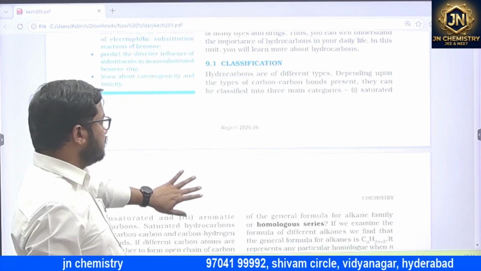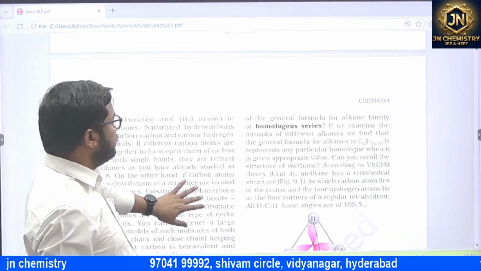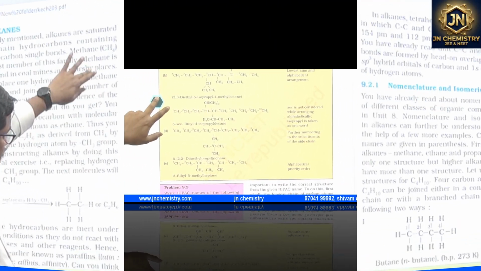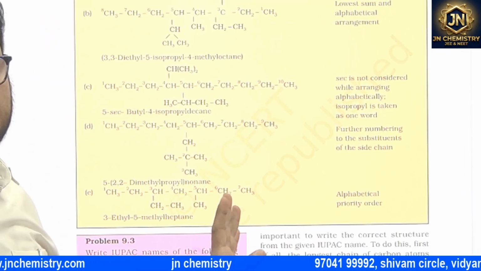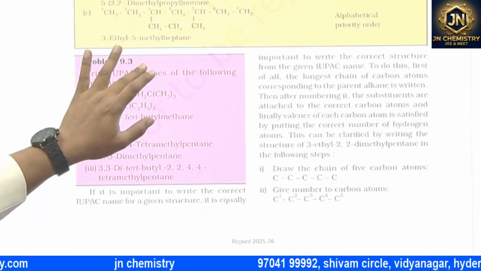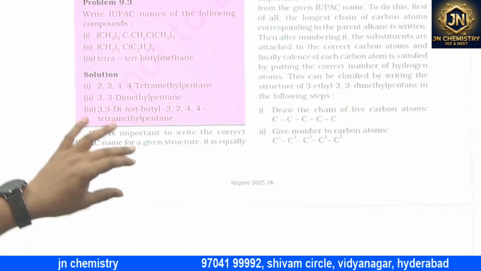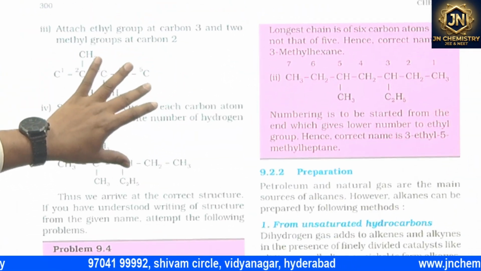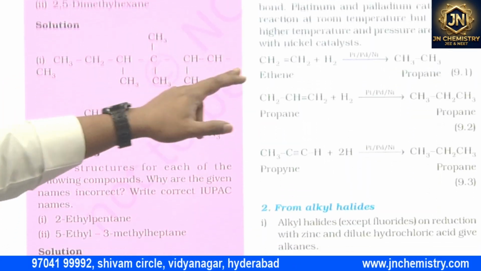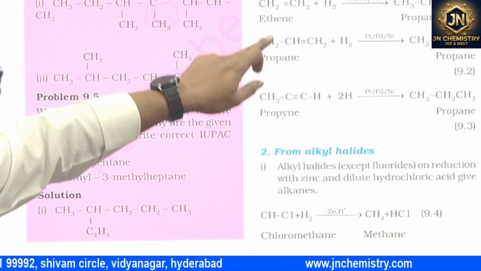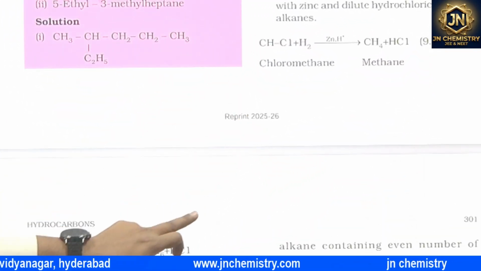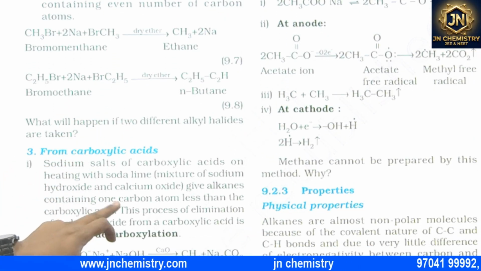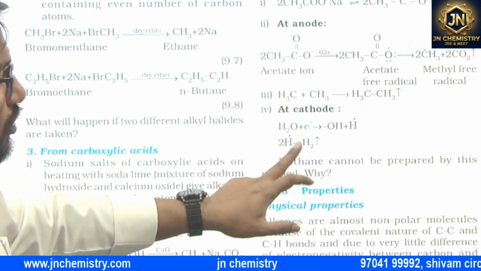So classification, homogeneous, heterogeneous, right? Alkanes, nomenclature part. Beautiful examples are there in the NCERT. Because if you go with other books, we have n number of things, but NCERT is the standard book which we need to follow, right? Preparation of alkanes from alkenes: hydrogen with nickel, platinum and palladium. From alkyl halides: zinc and HCl, and Wurtz reaction. From carboxylic acids: decarboxylation and Kolbe electrolysis.